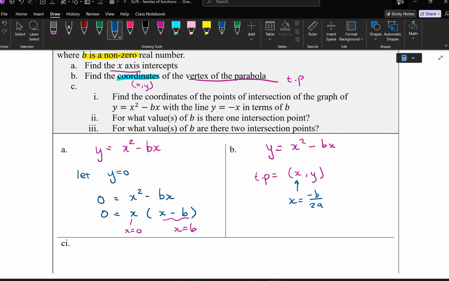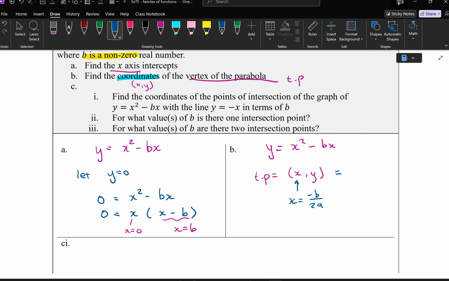Or you can complete the square. Or you can take the two x-axis intercepts divided by 2. Okay, find the average, cut it in 2. And that gives you the average between them, and that's how you find the x-coordinate. Many ways to do it, yeah? But let's follow this rule, negative b on 2a.